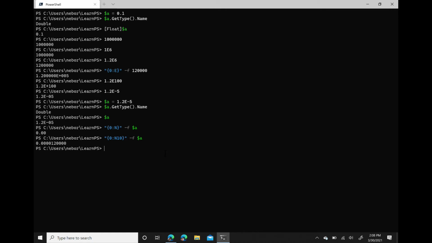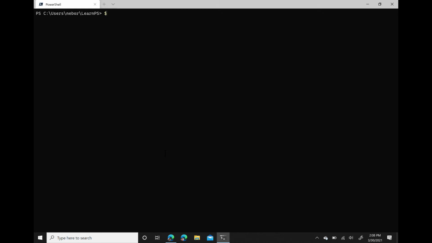You can represent very large numbers. You can represent very tiny fractions. You can represent very large negative numbers, but you can't always represent every number precisely. So let's take an example of that. I'm going to let a equal 0.1. Now you would think this wouldn't be any problem.